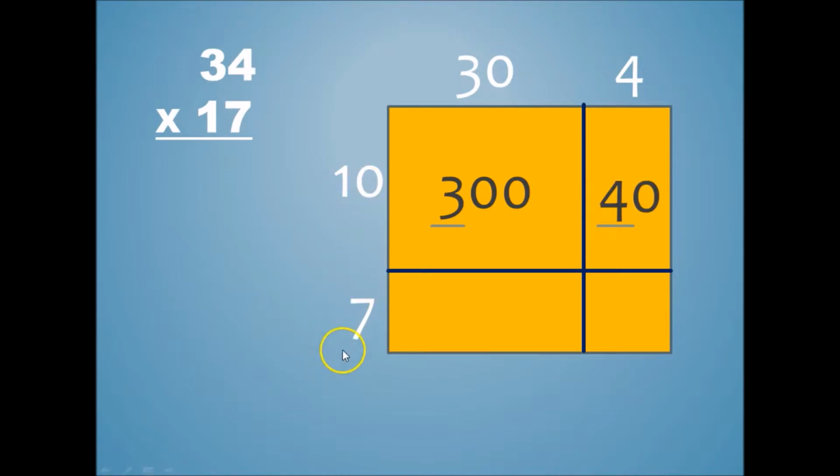Okay, now let's try 7 times the 30. So it's 7 times 3, which is what, 21, and then add the extra zeros, so that's going to give us 210. All right, 7 times 4. You need to know your multiplication on this, so you can't escape it if you don't know it. So what is 7 times 4? 28, right? Okay, so that's it for the area modeling.